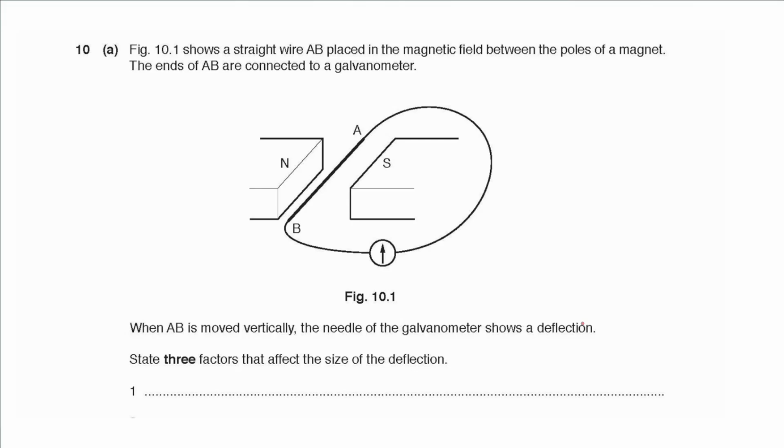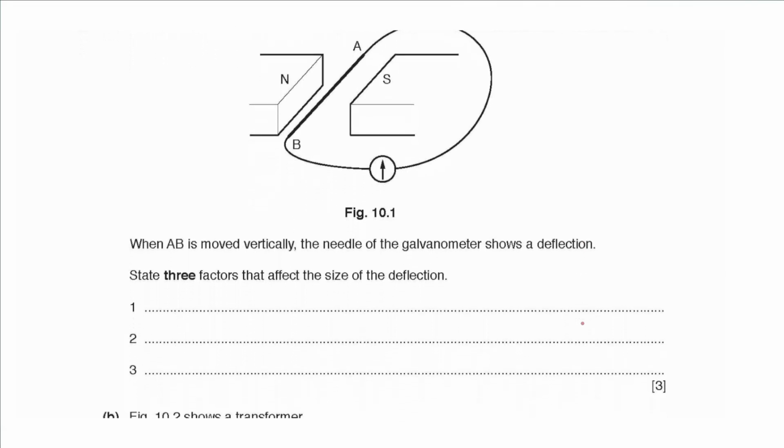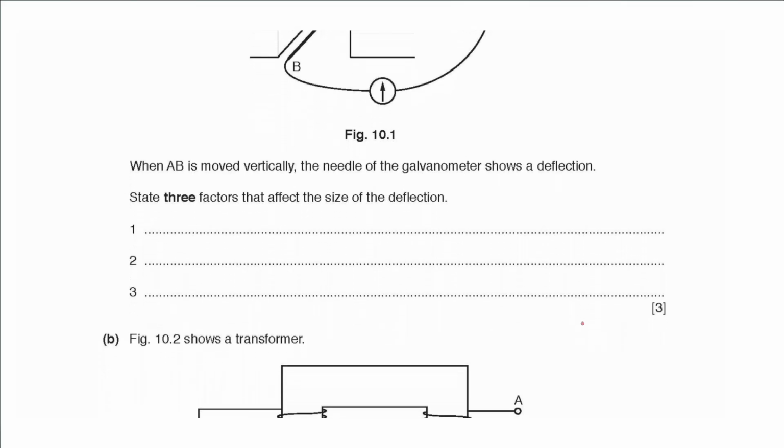Question 10a says figure 10.1 shows a straight wire AB placed in a magnetic field between the poles of a magnet. The ends of AB are connected to a galvanometer. When AB is moved vertically, the needle of the galvanometer shows a deflection. State 3 factors that affect the size of the deflection or the size of the induced current, because the galvanometer is basically an ammeter. We can say the strength of the magnetic field or the strength of the magnet.